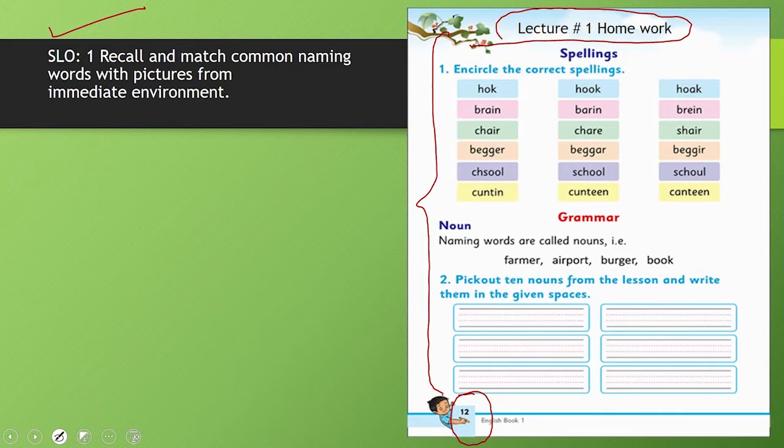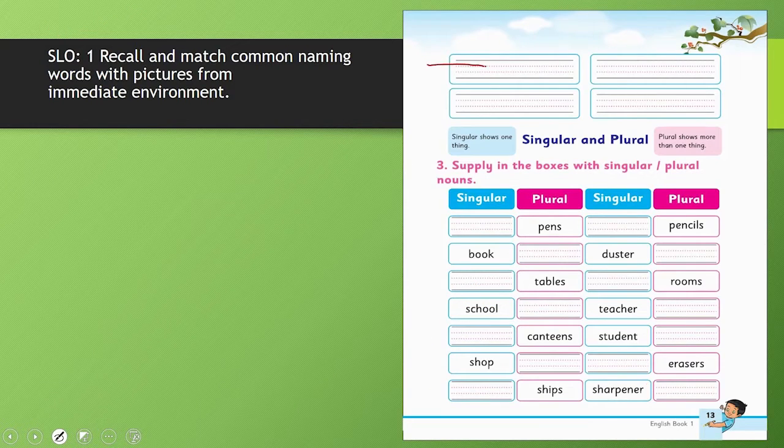Why am I giving this as a homework? Because this page is to be done when you are going through the lesson and then you are going to pick up 10 nouns. I want you to apply this concept in the textbook which is for you to read, and then once you read the whole chapter you are going to write down 10 nouns here on the given lines which continue on page number 13.